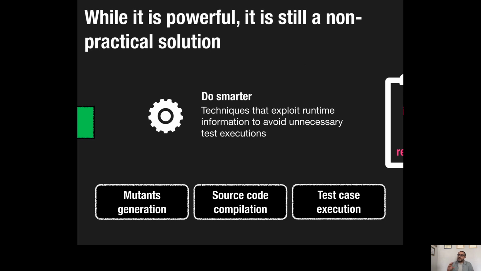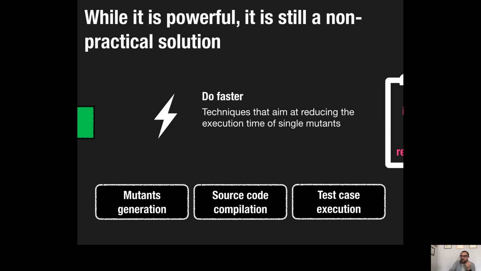The second category is the do smarter. What does it mean? It means that techniques in this category aim at exploiting runtime information to avoid unnecessary test executions. So they work on the third step of the process, the test case execution part. And finally, we have the do faster, which are techniques that aim at reducing the overall execution time of single mutants. So they still work on the test case execution part.